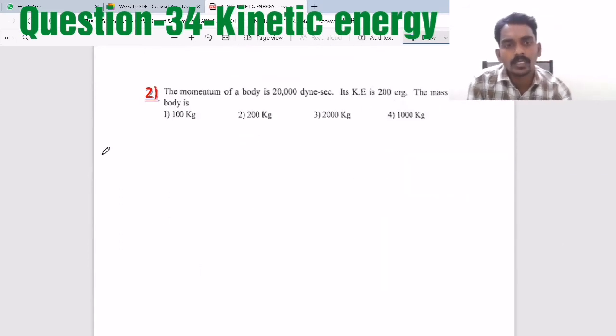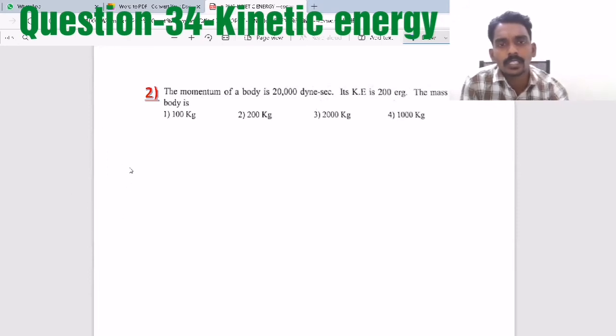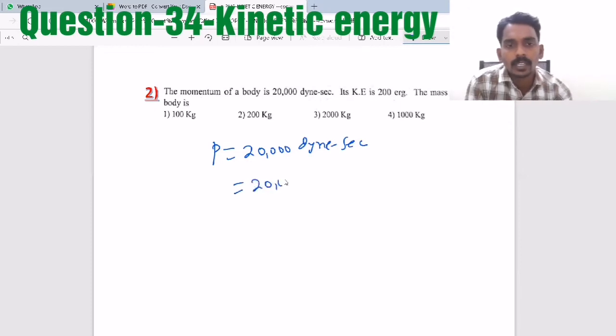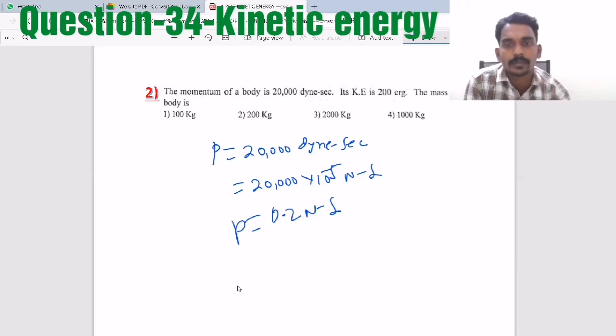Now the next thing is the momentum of a body is 20,000 dyne second. Its kinetic energy is 200 erg. The mass of the body is. See, the momentum they have given as 20,000 dyne second. So dyne means you can convert into Newton. 1 Newton is 10 power 5 dyne. That means 10 power minus 5 Newton second. Nothing but 0.2 Newton second. This is the linear momentum.